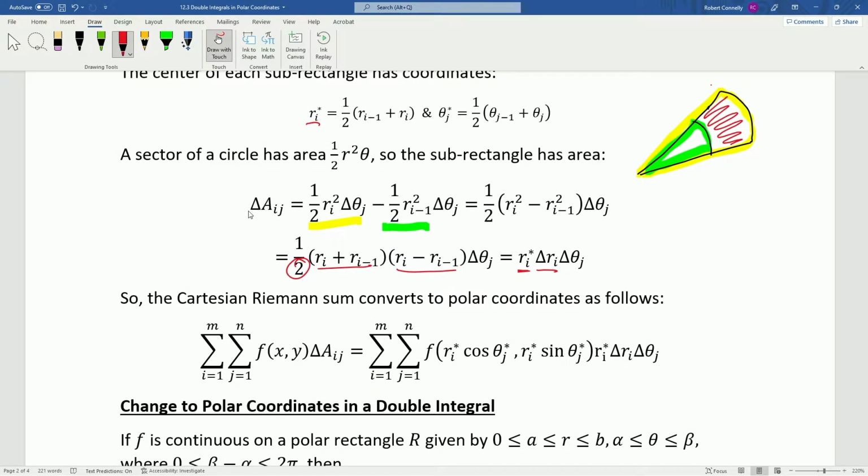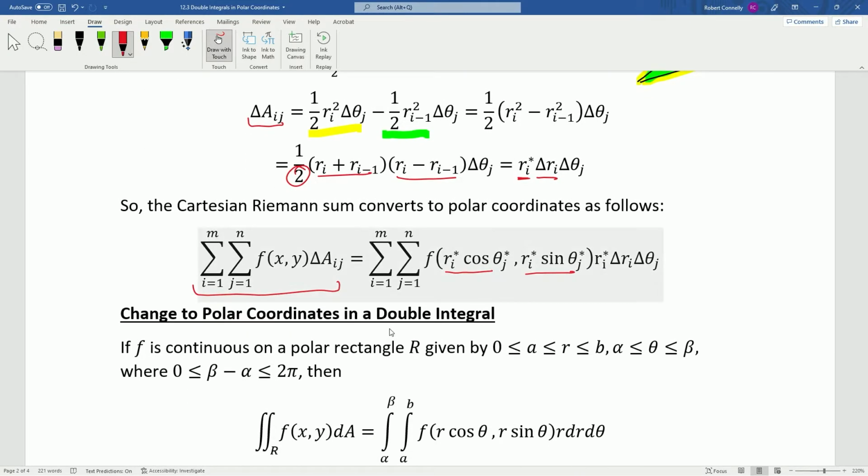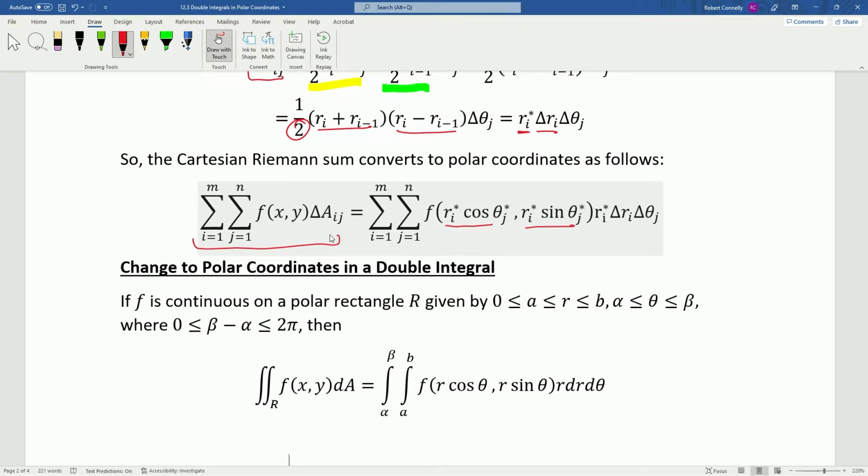So in other words, our delta for our area is equal to r delta r delta theta. So we can replace a Cartesian Riemann sum like this, f of x y delta A sub ij, with f of x in polar coordinates and y in polar coordinates, times r delta r delta theta. So that's in Riemann sums, take the limits, and so on. We've been through that routine before. So let's just move ahead here to summarizing this.